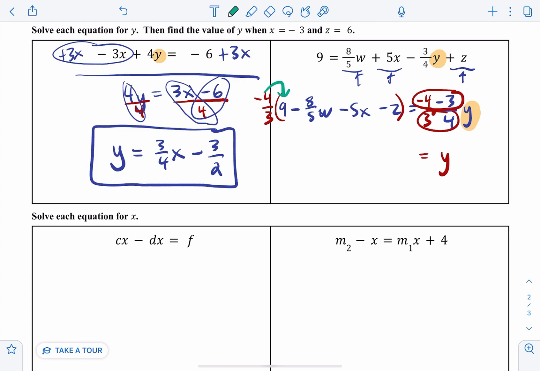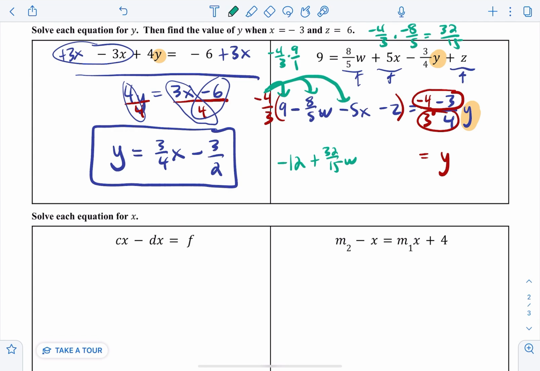So when I distribute, we're trying to take negative 4/3 and multiply that with 9, which really becomes negative 36 over 3. But we're going to be able to reduce that, because negative 36 divided by 3 is just equal to negative 12. And then same thing right here. There we're going to do negative 4/3 times negative 8/5. So you're going to get a positive 32 over 15. You're not going to be able to reduce that, so we'll just leave it as plus 32/15 w.